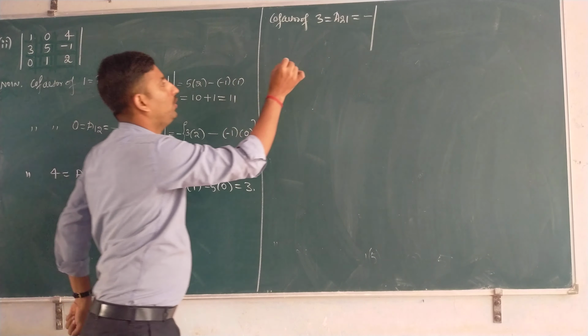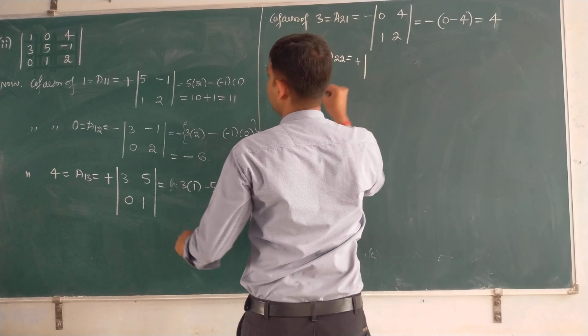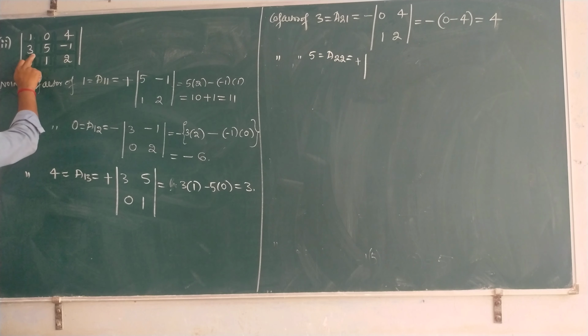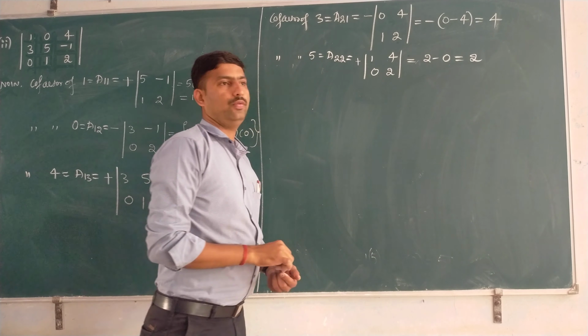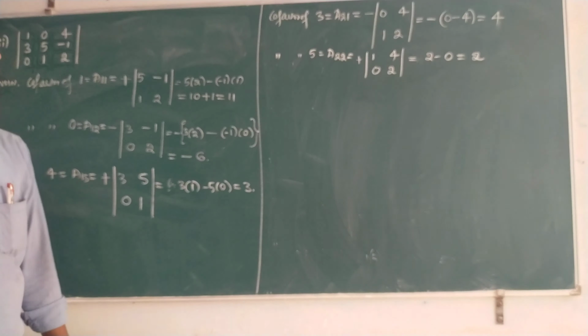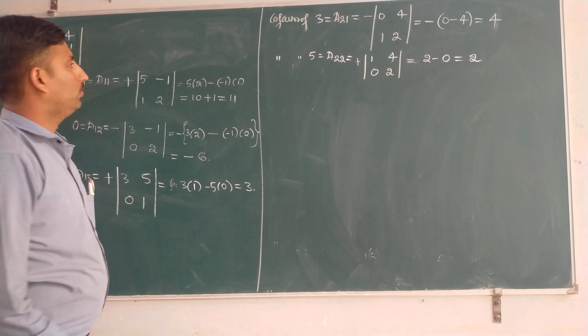Cofactor of 5 is nothing but A22. What are the elements? The position is plus. This we have to eliminate, leaving 1 4 0 2, which is equal to 1 into 2 minus 4 into 0, which is equal to 2.